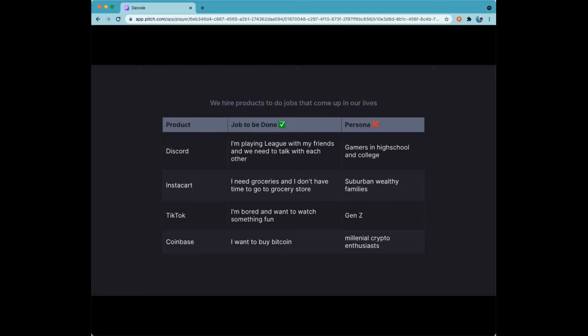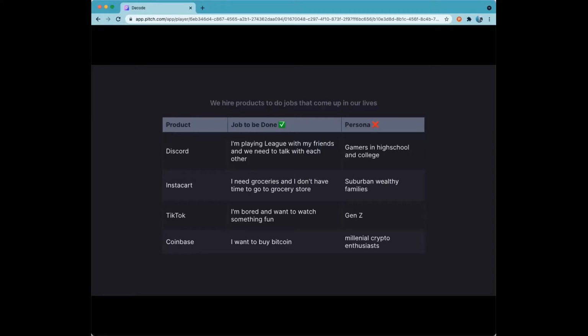Instacart, I need groceries. I don't have time to go to the grocery store. TikTok, I'm bored and want to watch something fun. Coinbase, I want to buy Bitcoin. So again, maybe Coinbase, had they had this persona mindset, they'd say, oh, our customer base is millennial crypto enthusiasts. I really want to understand my customer base and vibe with them. And that's how we're going to succeed.